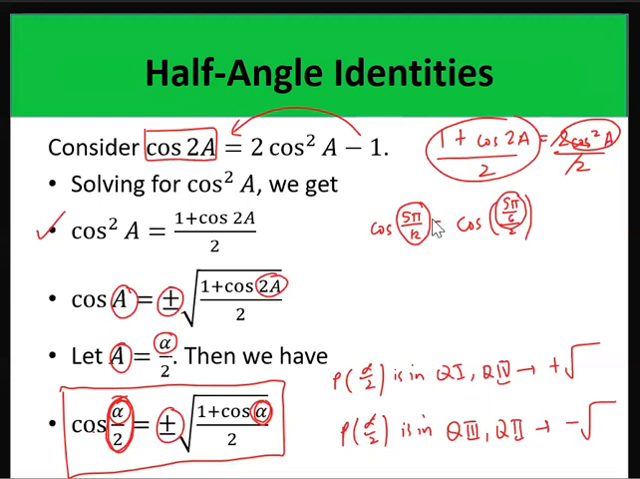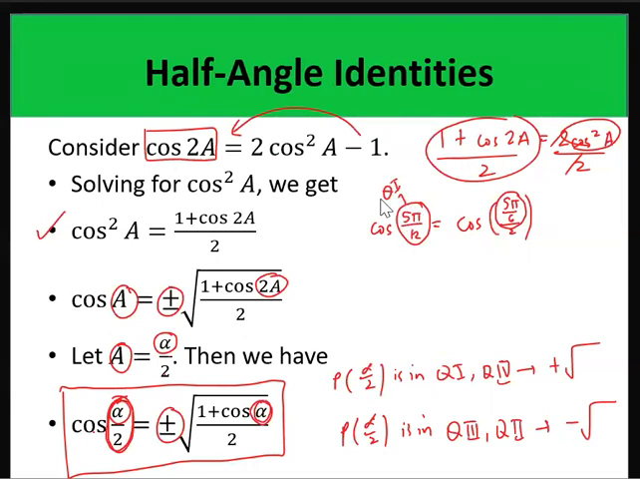Okay, no. 5 pi over 12, is it between 0 and pi over 2? Yes, this is between 0 and pi over 2. So cosine 5 pi over 12 must be in the first quadrant. I'm sorry for the error. So this is in the first quadrant.